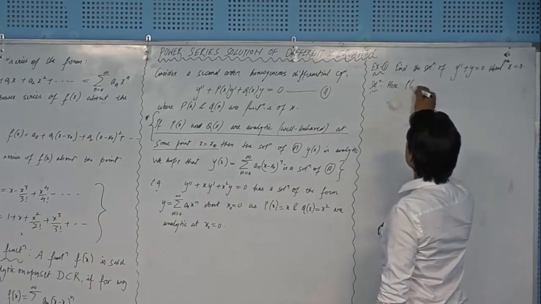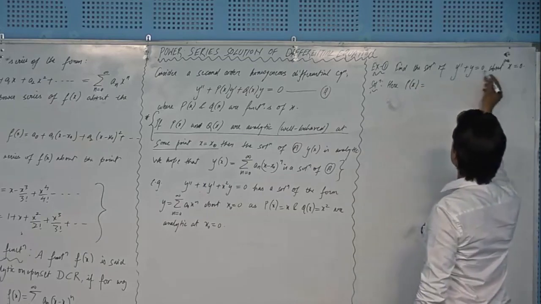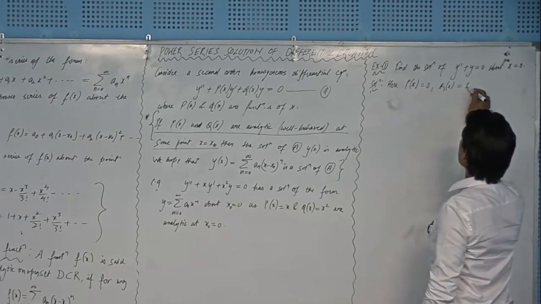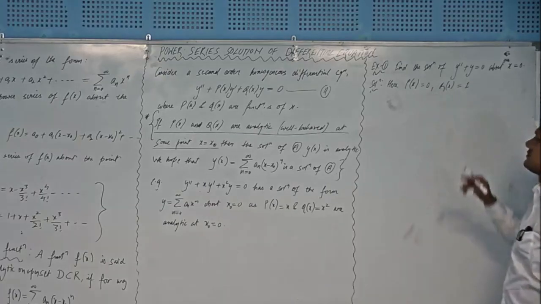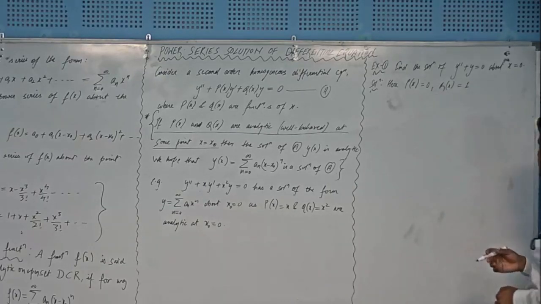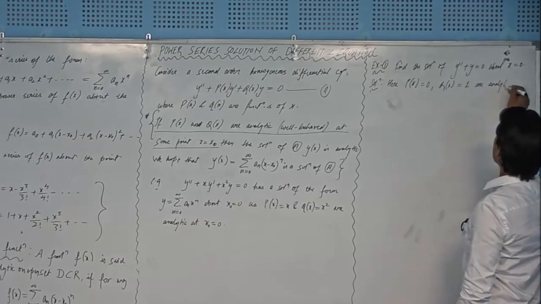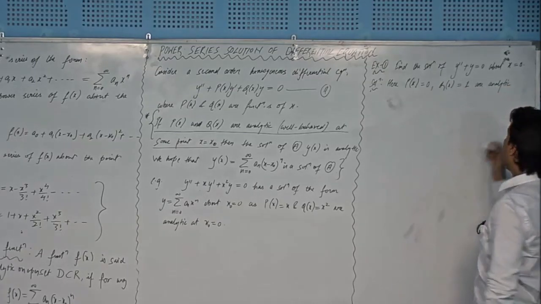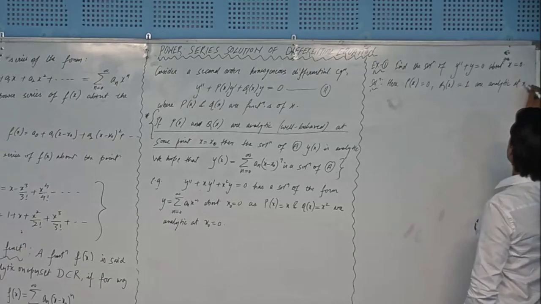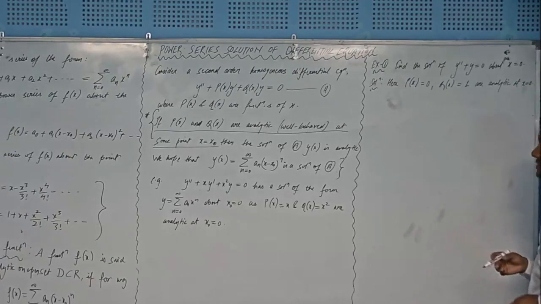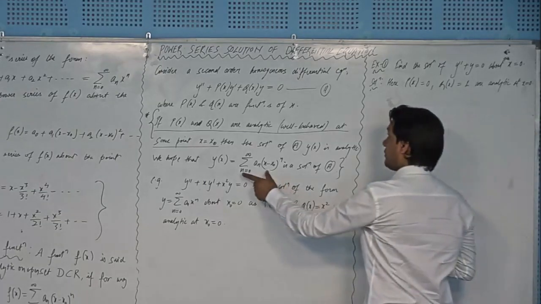Here p(x) is equal to how much? p(x) is actually absent here, and q(x) is the coefficient of y, that is equal to 1. And you can see that these are constant functions, or they are polynomial functions. They both are analytic. You know that polynomials are always analytic, are analytic at this point. The point is x equal to 0, right? So I hope that this technique will work, right?